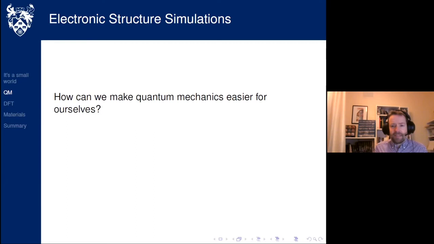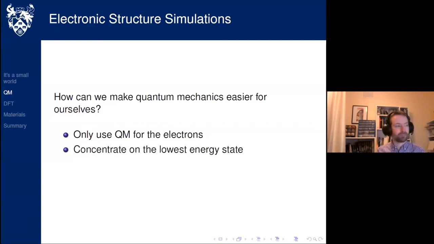So that doesn't let me simulate very much of a material. How can we make the quantum mechanics easier for ourselves? How can we focus our effort where it's really needed? Well, the first thing that we might notice is that most of the properties of materials that we're interested in are through the chemical bonding. And the nuclei don't do the chemical bonding, that's the electrons. So is there a way we can focus our quantum mechanics just on the electrons?